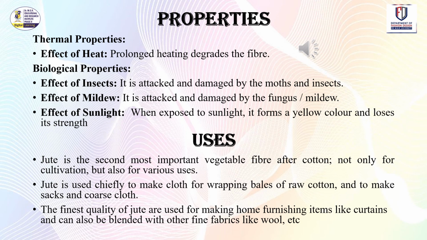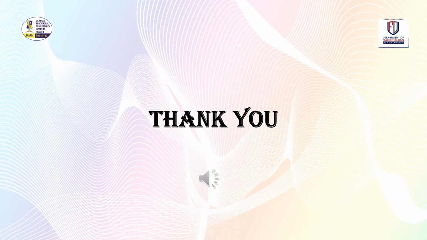Uses. Jute is the second most important vegetable fiber after cotton, used not only for cultivation but also for various purposes. Jute is used chiefly to make cloth for wrapping bales of raw cotton and to make sacks and coarse cloth. The fine quality of jute is used for making home furnishing items like curtains and can also be blended with other fine fabrics like wool, etc.